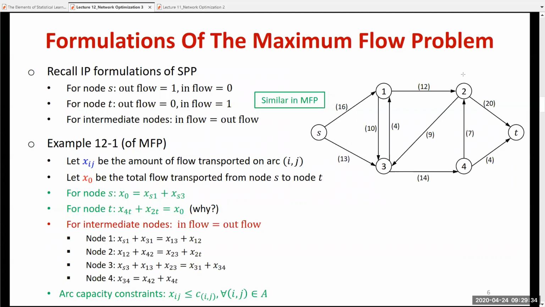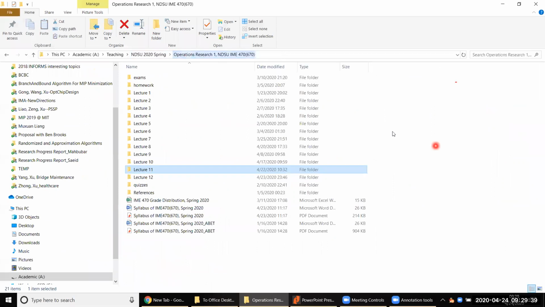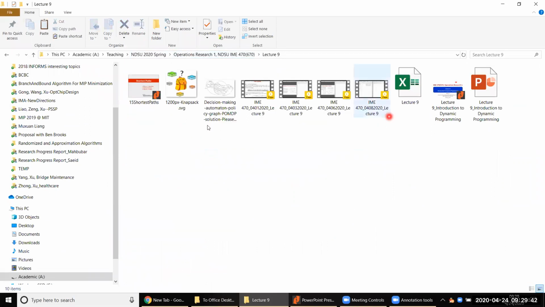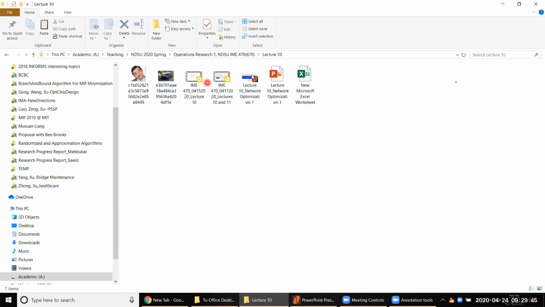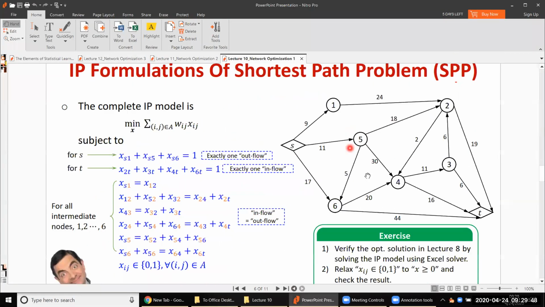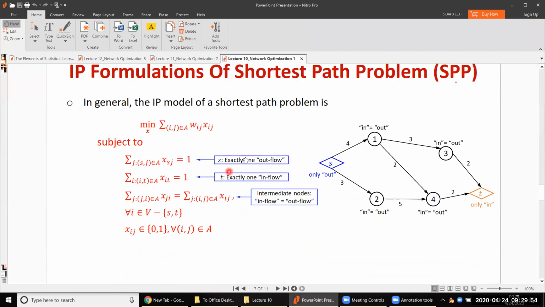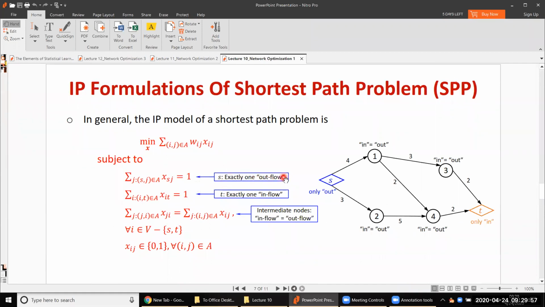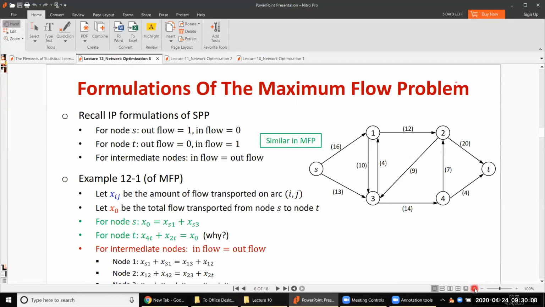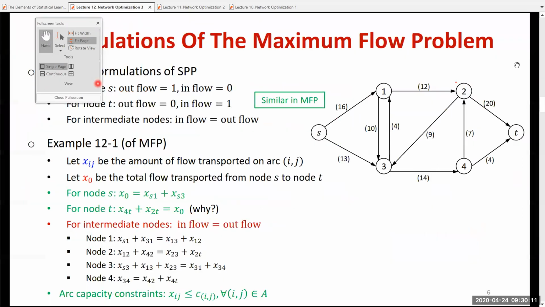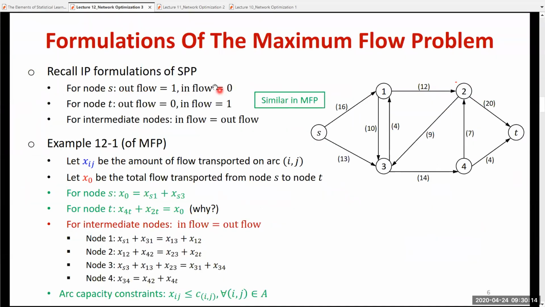Remember it? Let me open it. Lecture 10. In the shortest path problem, for S, exactly 1 outflow. For T, exactly 1 inflow. And for intermediate nodes, we have inflow equal to outflow. So this is for SPP.